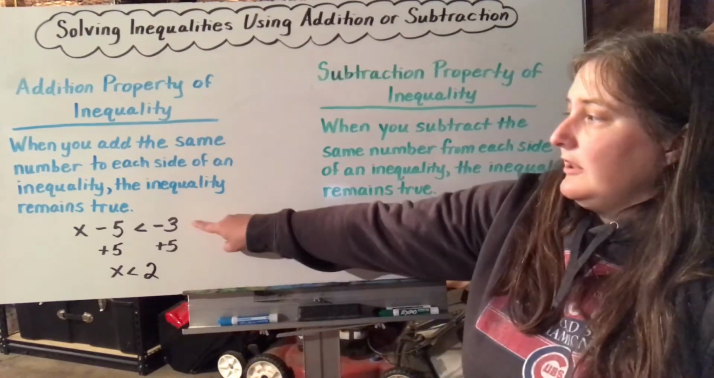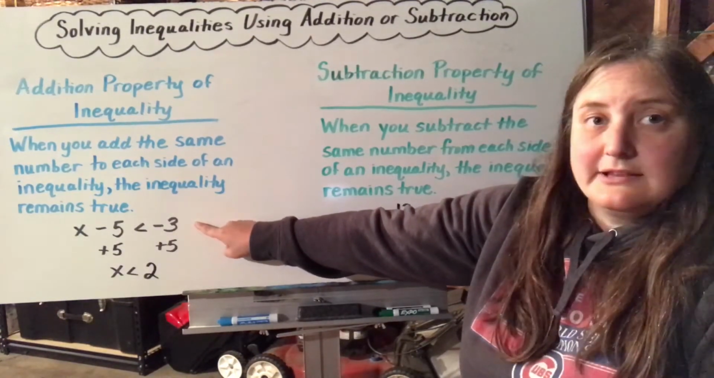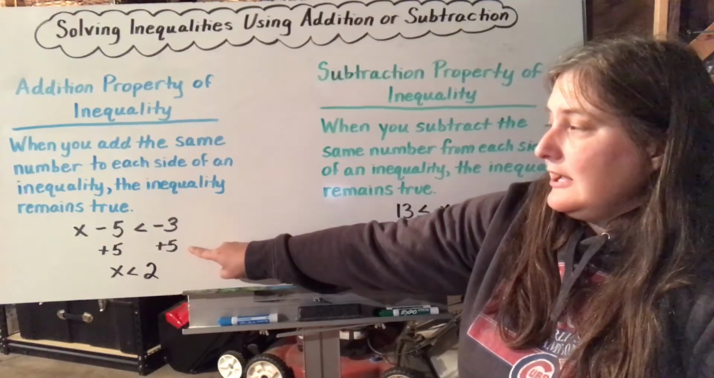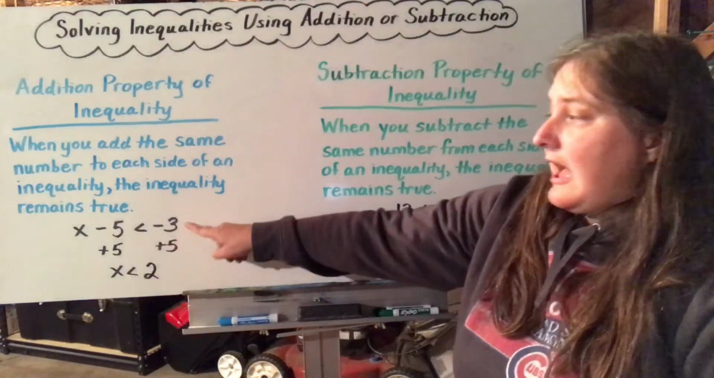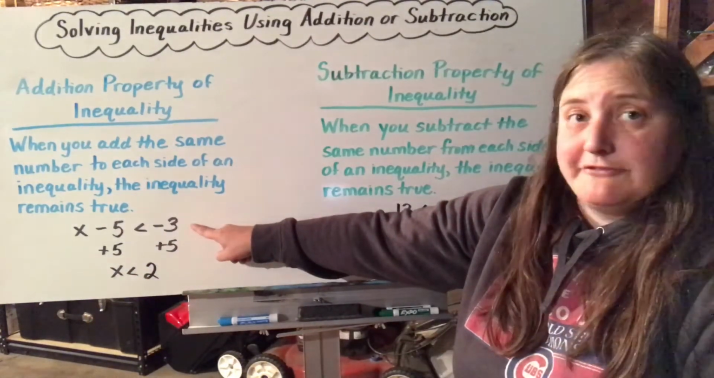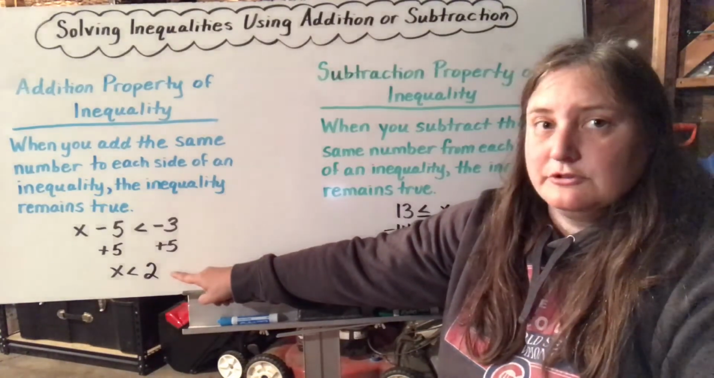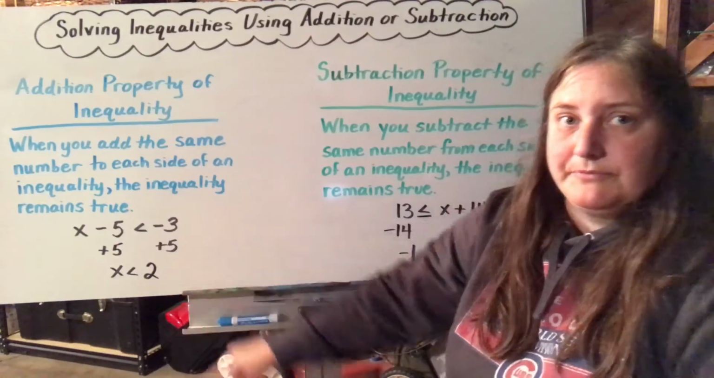So if I have an inequality like x minus 5 is less than negative 3, I can isolate my variable, get x by itself, by adding 5 to each side, because minus 5 and plus 5 cancel out and I'm left with x. I need to also, though, add that 5 to my other side, so negative 3 plus 5 is 2. So the solution set for this inequality is x can be anything less than 2.